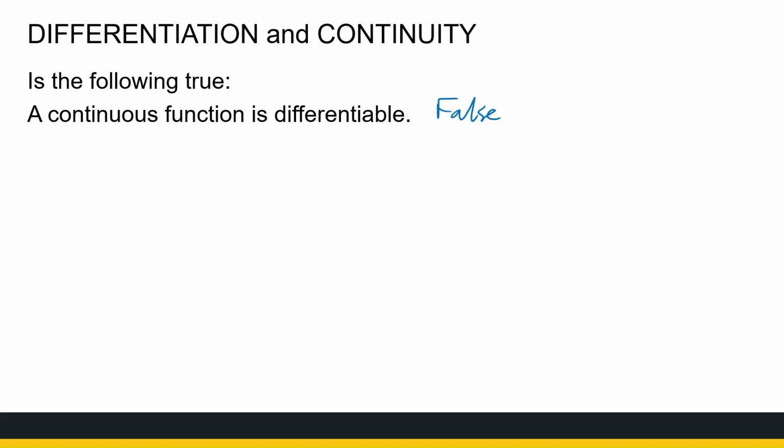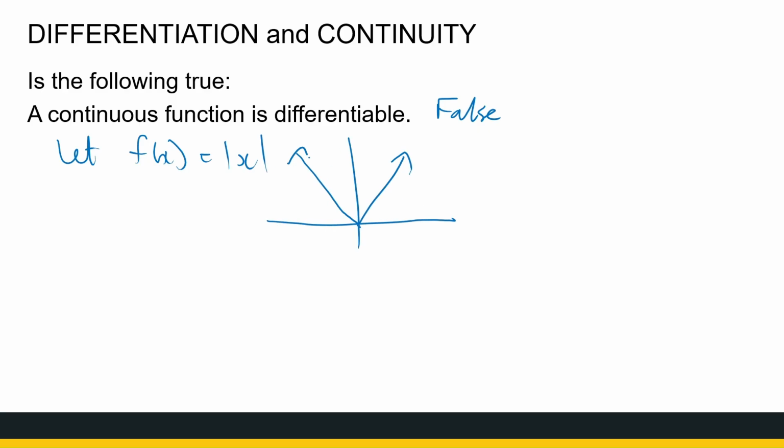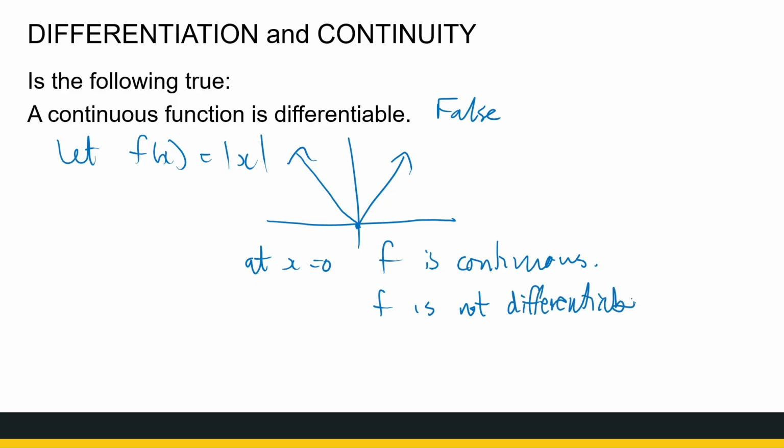For example, let f of x be the absolute value of x. A very simple example. We've got the absolute value of x. At x equal to 0, f is continuous. f is not differentiable. And we looked at that when we looked at differentiation. So at a sharp point, at a cusp point, a function is not differentiable.